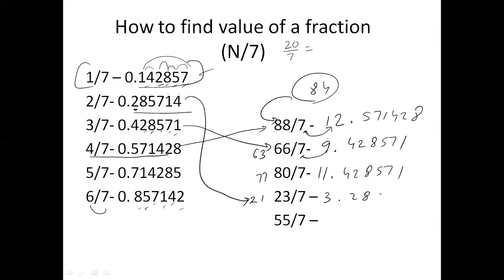That is 2, 8, 5, 7, 1, 4. The last one, 55 by 7. How many times is 55 divisible by 7? 7 times. What is 7 times 7? 49. What is the difference of 49 and 55? 6. So copy the answer of 6 by 7, that is 857142. So this is how we have to calculate any numerator when divided by 7. So we have seen three types of calculations in speed mathematics: cube root, square root, and a fraction divided by 7. I'll show you the last one, that is the tables concept.